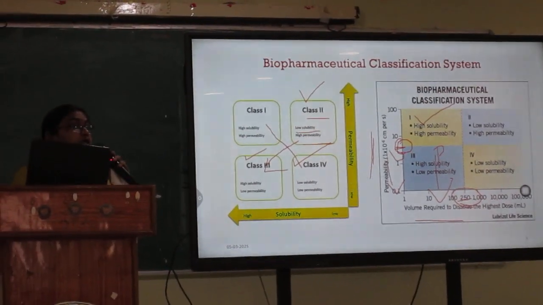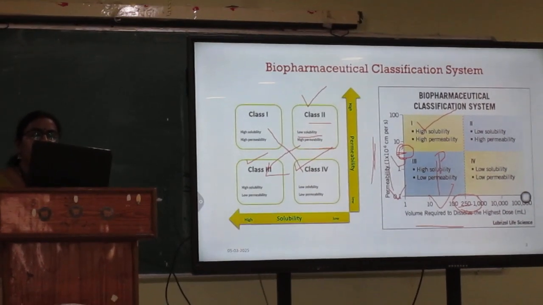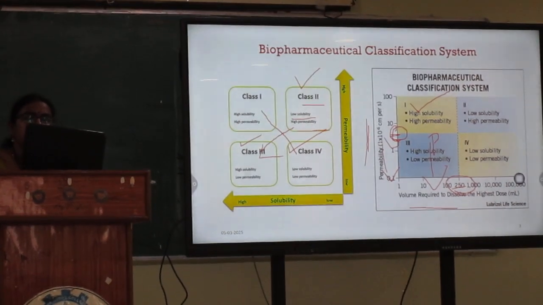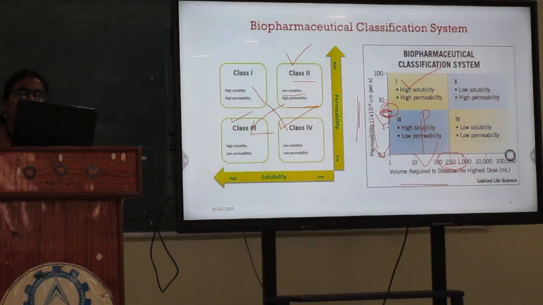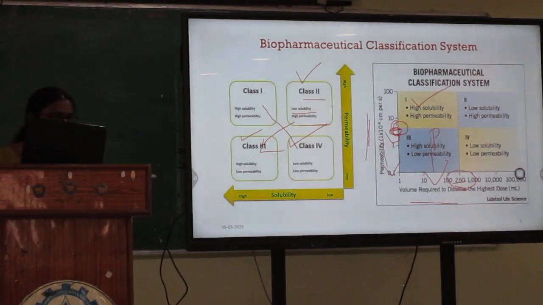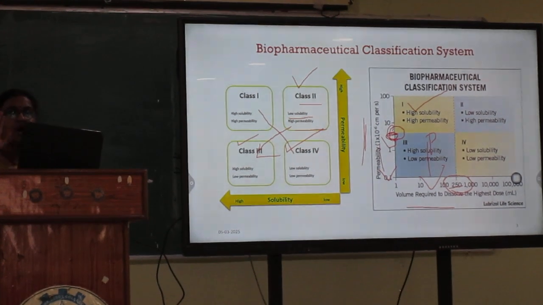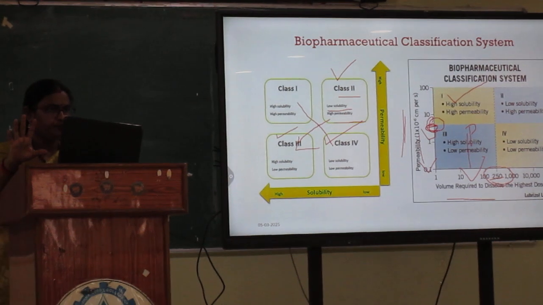You are freely permeable. So you can see here permeability 1 into 10 to the power of minus 6. If it is 1 into 10 to the power of 5 here, then we call it as highly permeable. Agree? Now this is how you should know whether you are soluble or permeable.